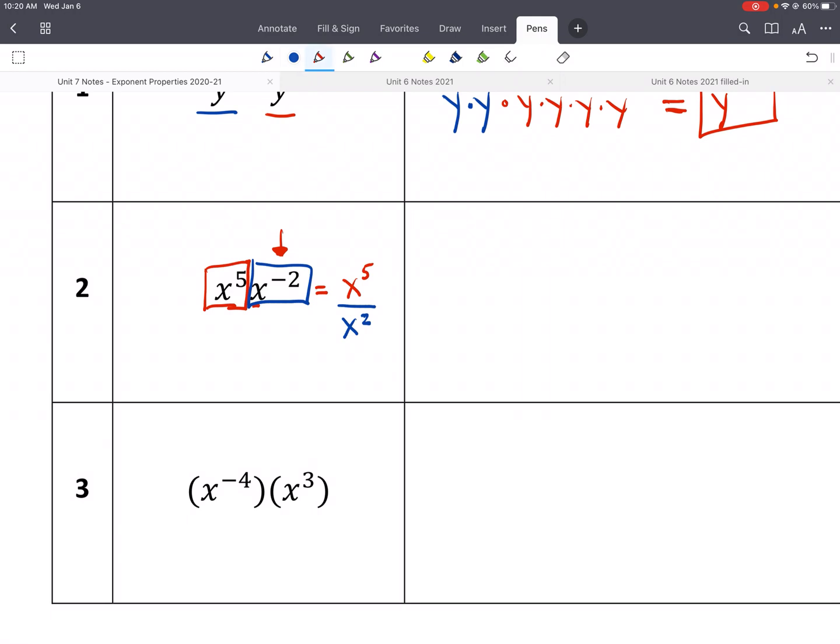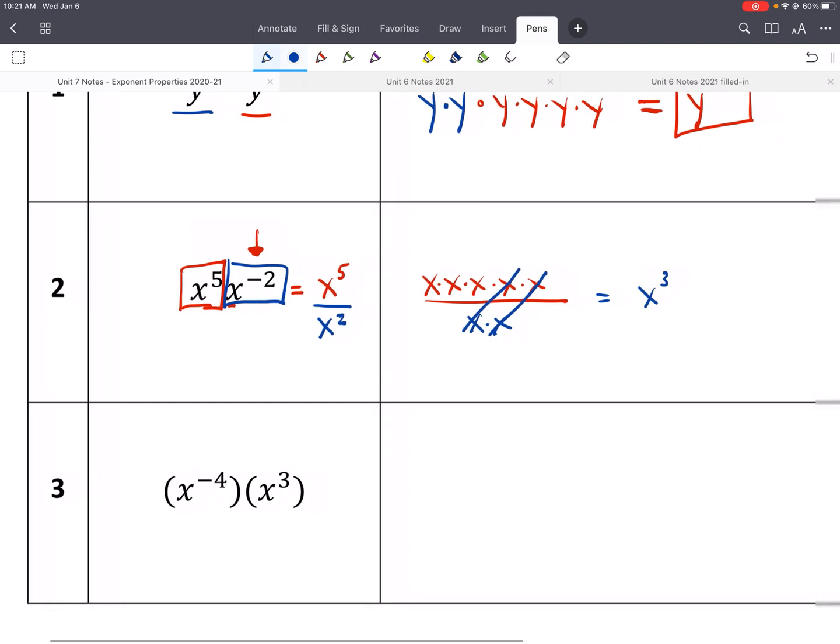So now we can expand that. We would have x times x times x times x times x all over, and on our bottom we have x times x. We have 2 x's. Okay? Now we can cancel out 2 of the x's, top and bottom, and that just leaves us with 3 x's, or x to the 3rd. Okay? So our rule here is that if we're multiplying like bases, then we can add their exponents.